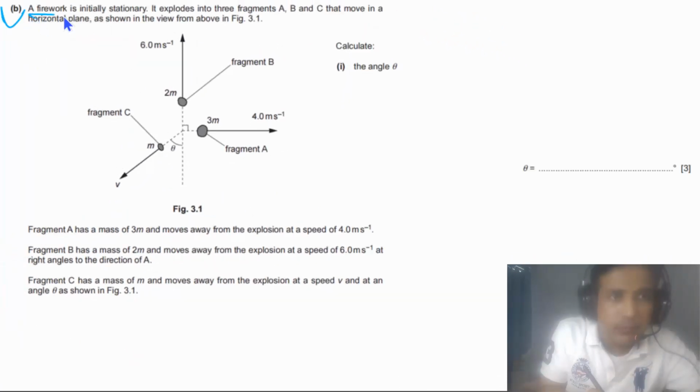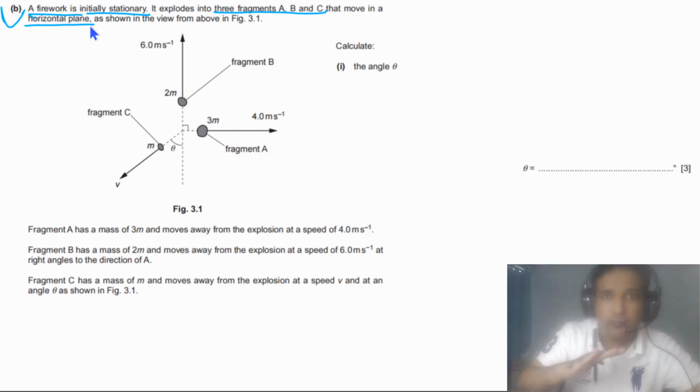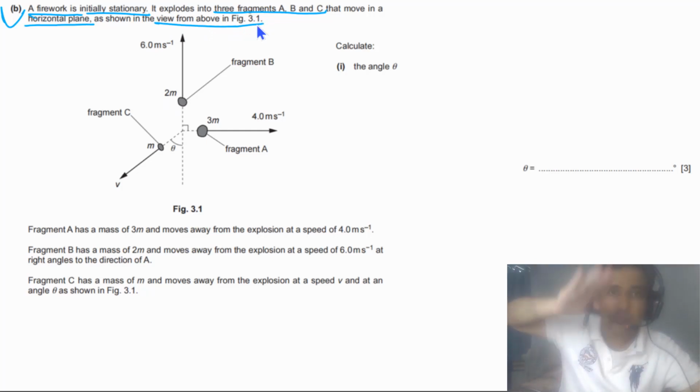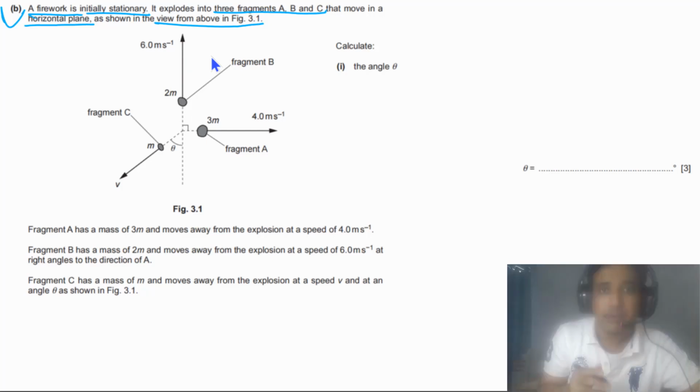Part B says a firework is initially stationary. It explodes into 3 segments A, B and C that move in a horizontal plane. Means all fragments just move in the horizontal plane. One goes like this, one goes horizontally and one goes at a certain angle. This view is given from the top, so we see how these fragments move in different directions, but they are in the same plane.